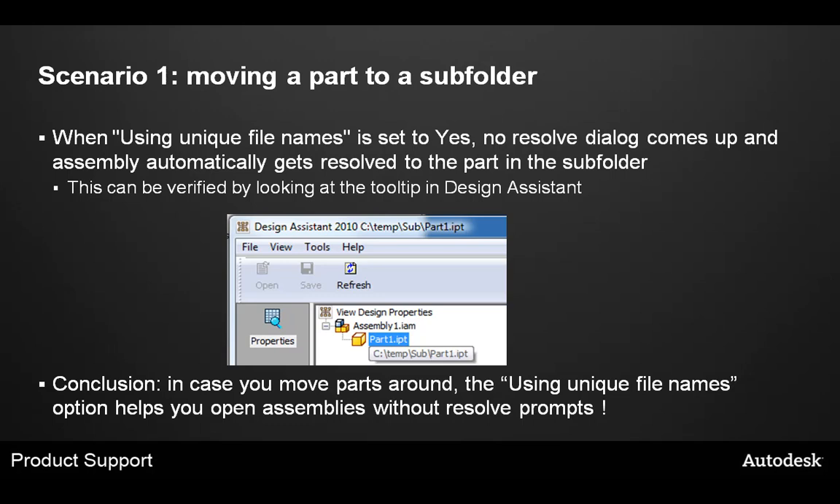So the conclusion for this scenario is, in case you move parts around, the using unique file names option helps you open assemblies without the resolve prompt. Let's have a look at the real Inventor, and let's see a little demo on how this works.